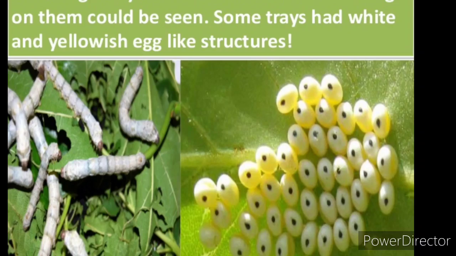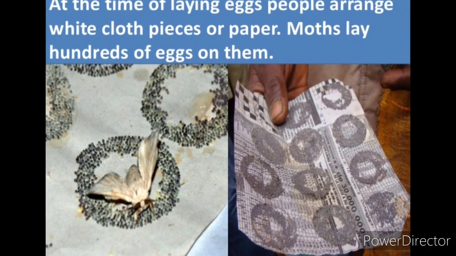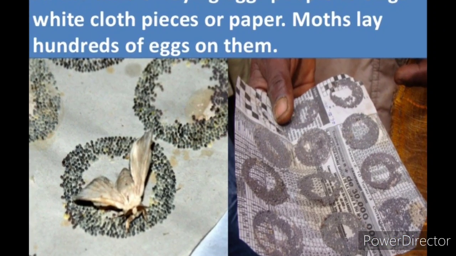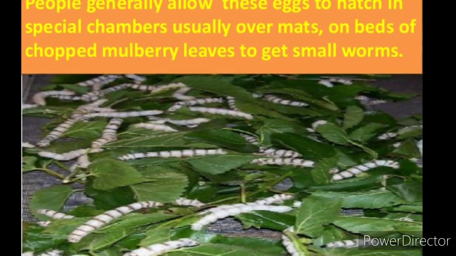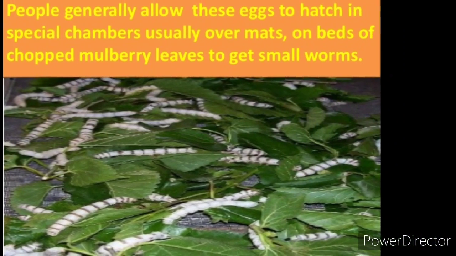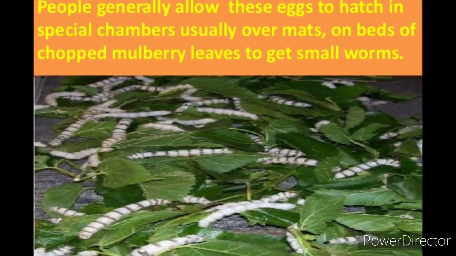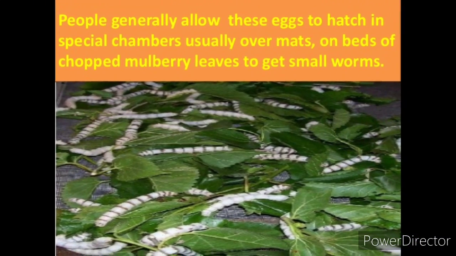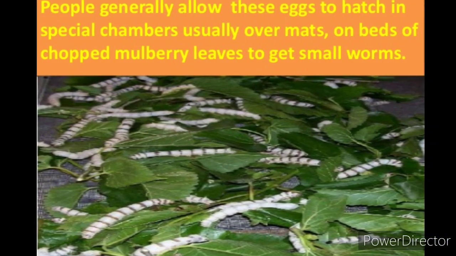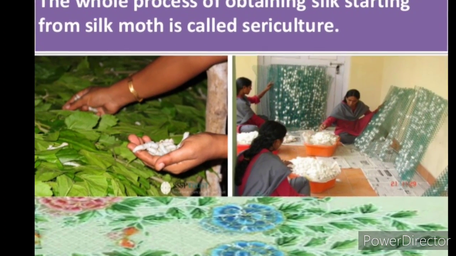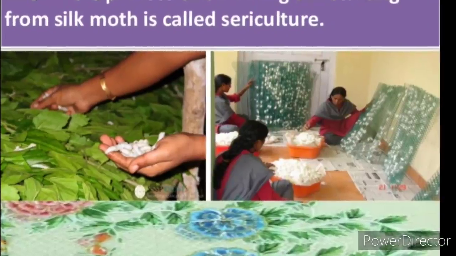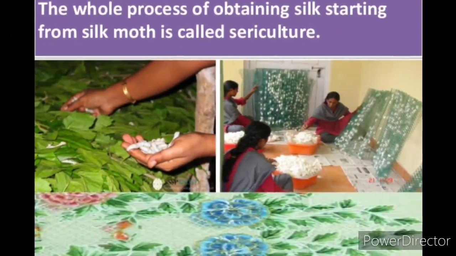When the eggs hatch, they produce small larvae. They lay their eggs in round colony-like structures. These colonies are arranged on a paper or a white sheet. Then these eggs are converted into larvae. These larvae feed on white mulberry leaves. Vigorously they feed on these mulberry leaves and increase in size.